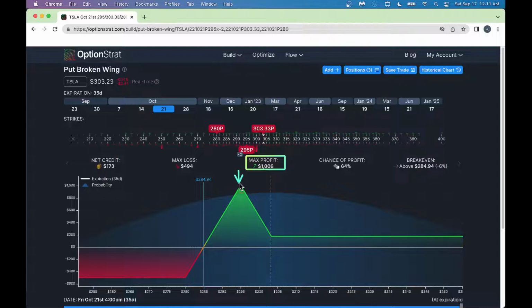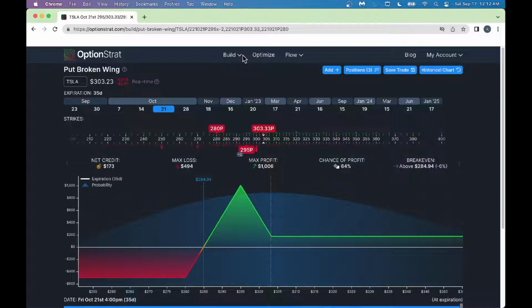So look, max loss is just 494. You will sleep well at night here. You don't need to worry about the market crashing and you going out of business because it's a defined risk strategy. And also see here, chance of profitability is very good here, 64%. This is a great strategy. You could go with such a strategy and make a lot of money.